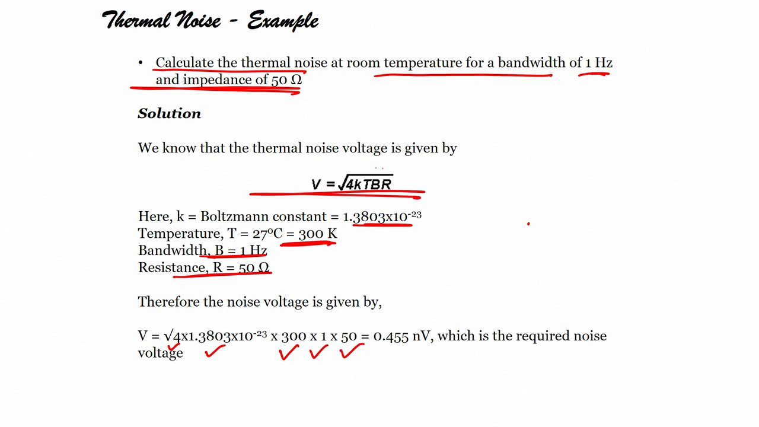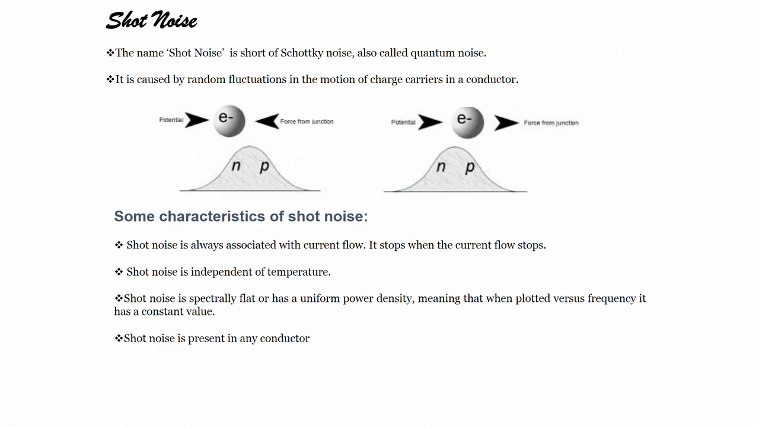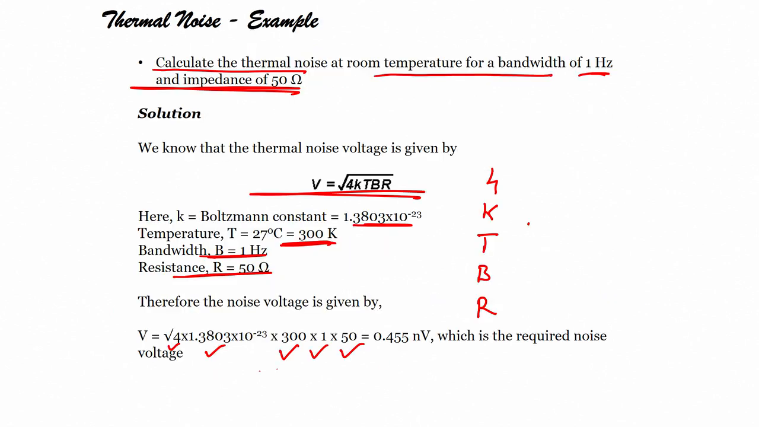See here, 4k, Boltzmann constant, temperature, bandwidth, resistance, correct. So, if I write these values, I can find out the noise voltage, which is 0.4455, right. That is the thermal noise that is generated in this particular problem. Okay. So, this is an example of thermal noise.